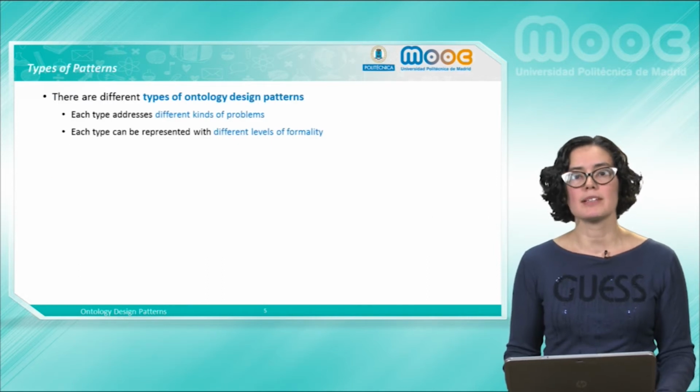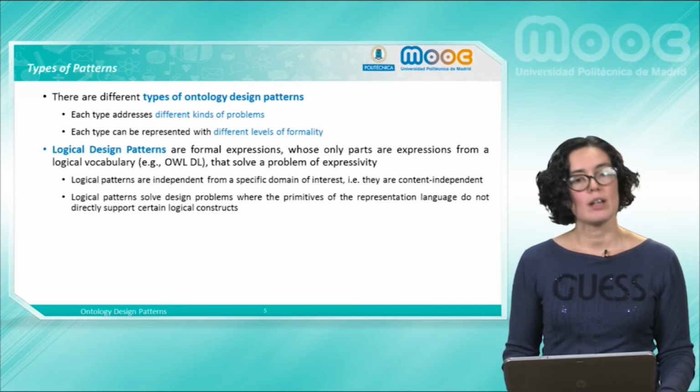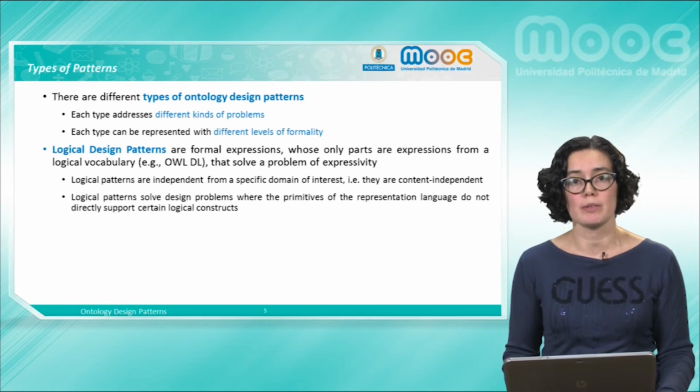There are different types of ontological patterns that treat different kinds of problems. In addition, each type of pattern can be represented with different levels of formality. For example, logical patterns solve problems of expressivity of the ontology languages. These patterns are formal expressions of a logical vocabulary. They are independent of the domain, and therefore of the content modeling. And they solve design problems that primitives of the selected representation language cannot model.